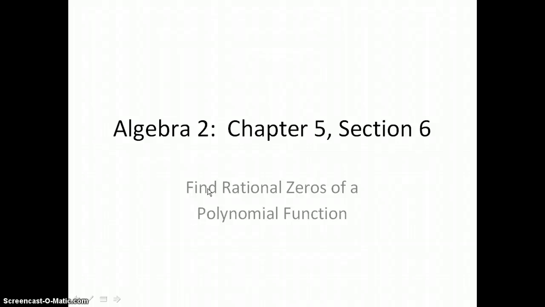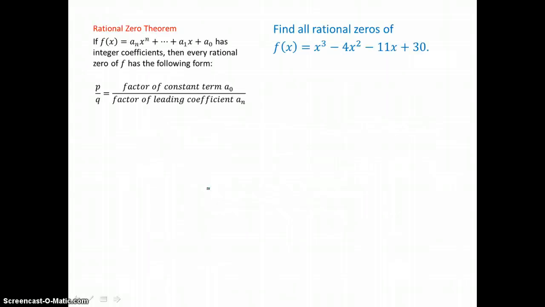In lesson 5.6, you will find rational zeros of a polynomial function. In our first example, we're going to find all rational zeros of f. F is a cubic function, and to find its zeros, we want to factor and use the zero product property. We would want to try and factor this polynomial in 4 terms using grouping, but since grouping won't work on this polynomial, we need another method.